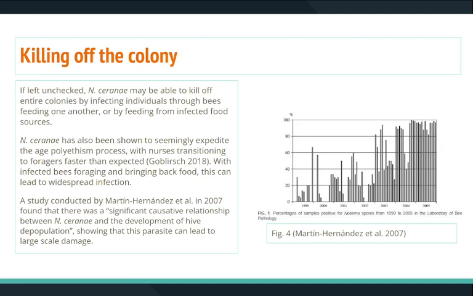This figure is from that same study from Martin-Hernandez, showing a percentage of positive samples for Nosema spanning from 1999 all the way to 2005, showing that there is a trend of these spores spreading at a pretty elevated rate.